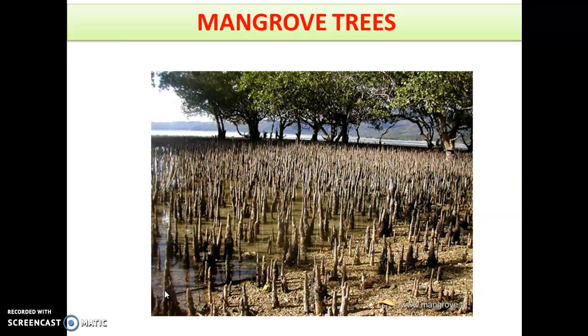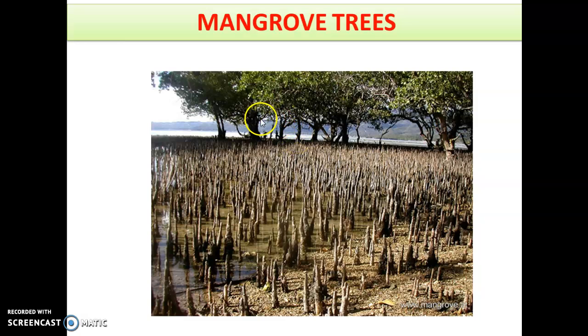Now we'll see the example of the mangrove tree. Here is a picture of a mangrove tree. The mangrove tree grows in swampy areas. You can see these are the mangrove trees, and these are growing in the swampy area. But there is some speciality, or we can say some adaptation, in these mangrove trees.